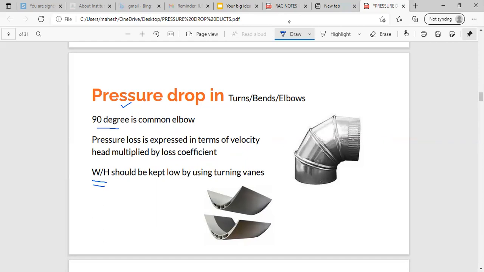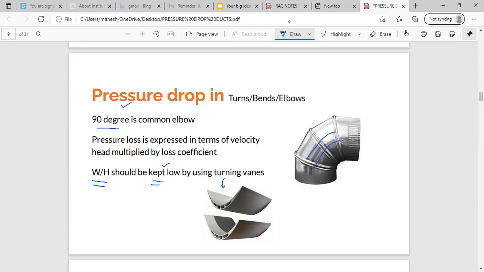So it has been found that this W by H ratio has to be kept low, and this can be done by using what are known as turning vanes. I have shown the turning vanes here. You can do a Google search on what a turning vane is. The only thing to be understood is that if we use turning vanes like this, these are the turning vanes.